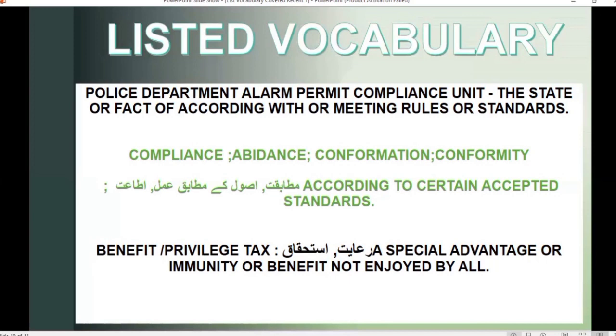मुताबिकत. Benefit, privilege, tax. A special advantage or immunity or benefit not enjoyed by all. Riayat.